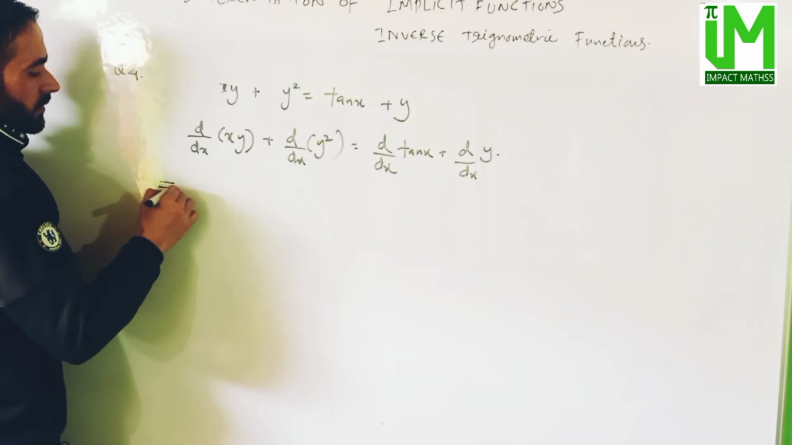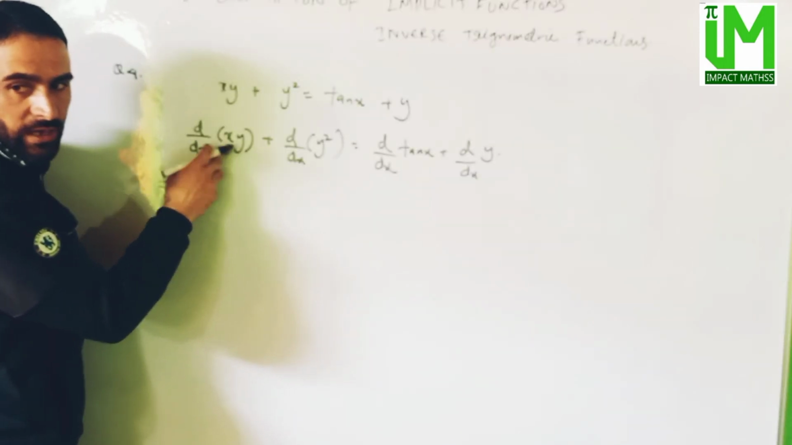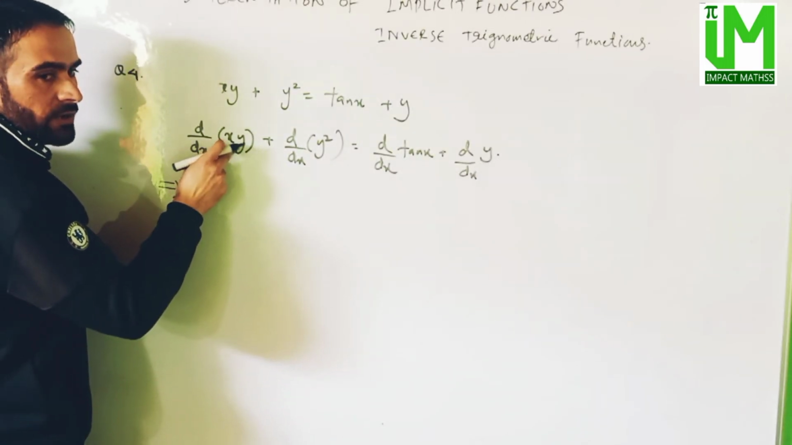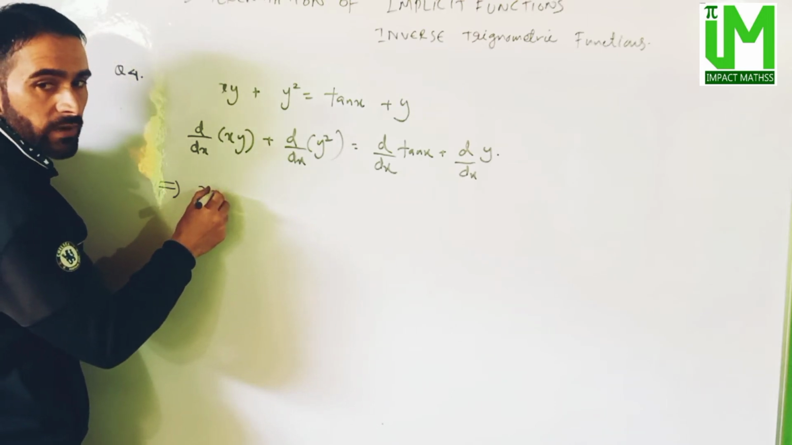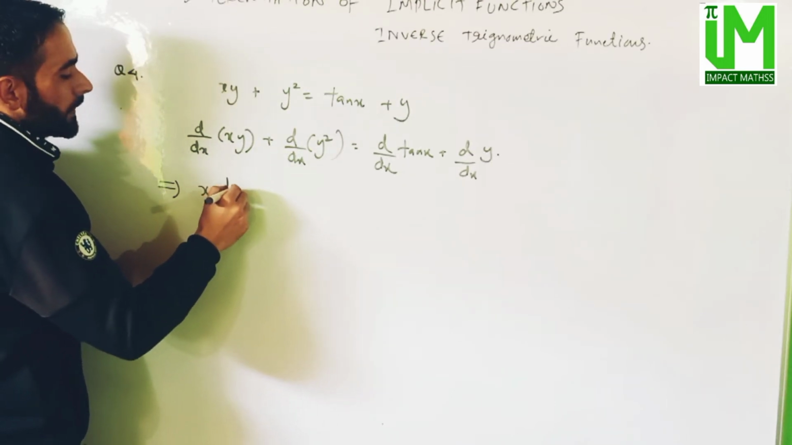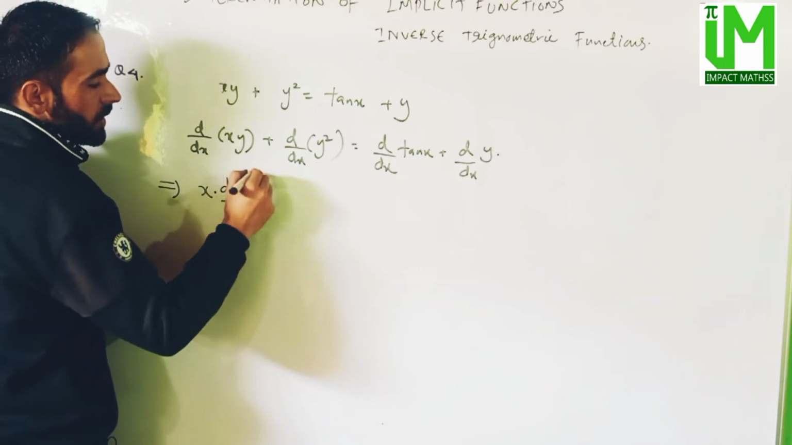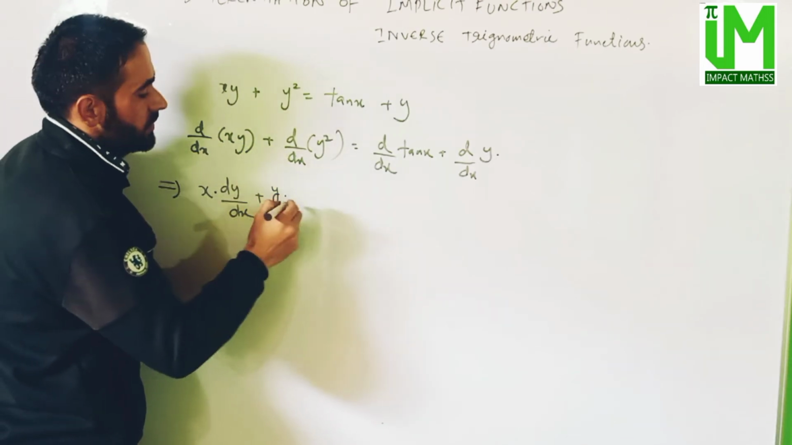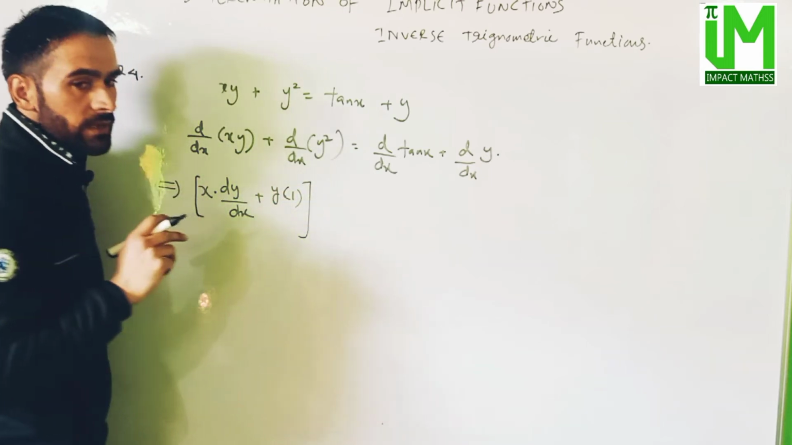So अब देखिए differentiation of x into y. Product rule apply करेंगे. ठीक है. x into y. So x is first function into the derivative of second function. Second function क्या है? y is, differentiation. What will be that? dy divided by dx plus y into the derivative of x with respect to x. What will it be? 1. ठीक है. So it will be 1. So this is the derivative of x into y.